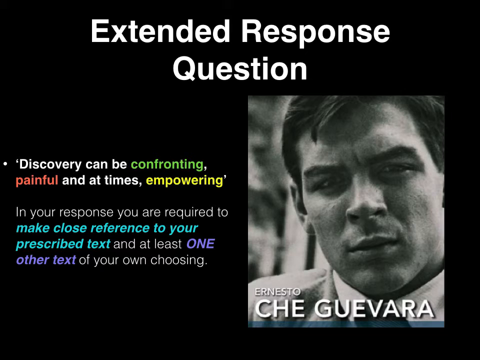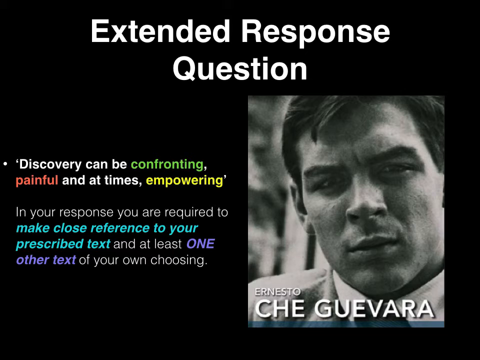you need to do is look at the stimulus if there is stimulus provided. As you can see here, discovery can be confronting, painful, and at times empowering. I've highlighted those three terms there in terms of looking at what is confronting about this particular aspect of discovery, where is there a painful aspect to it, and how can experiences of discovery also be empowering for individuals.